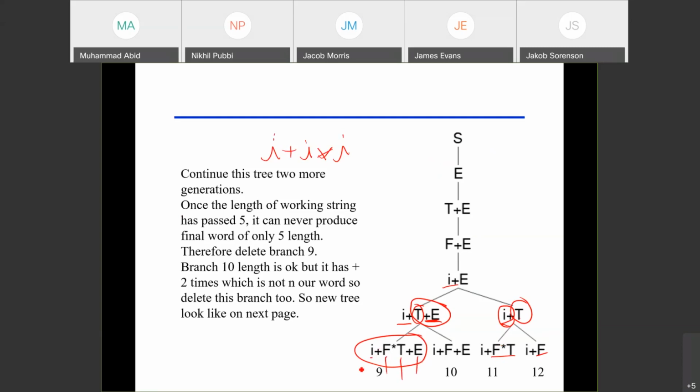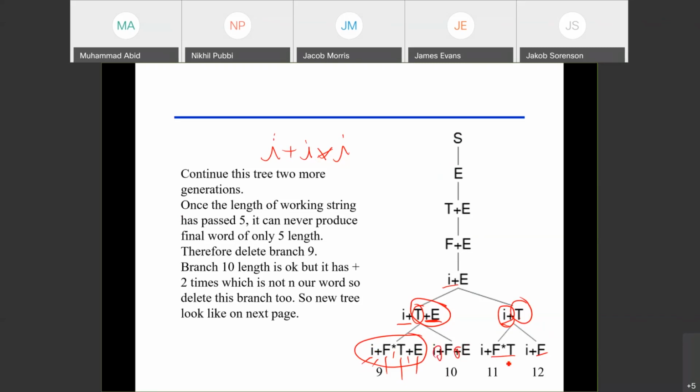Whereas I plus star plus is already there. It means it will never generate a successful word, because this word length will be bigger than our word. If you see our word, its length is 1, 2, 3, 4, 5, and this one has 1, 2, 3, 4, 5, 6, 7, so its length is bigger, so we will drop this. And then if you see this I plus f plus, it has both plus, this is also wrong, we will drop this.